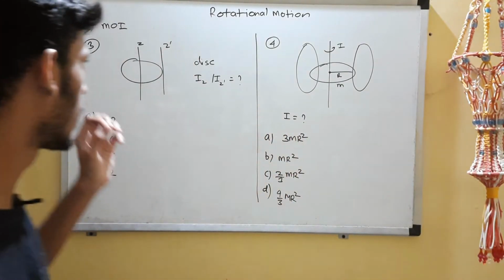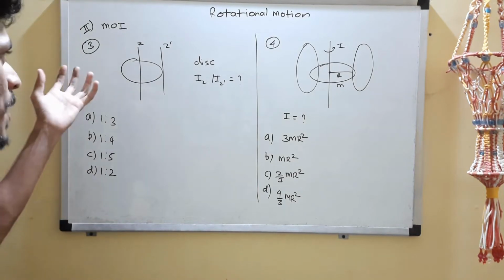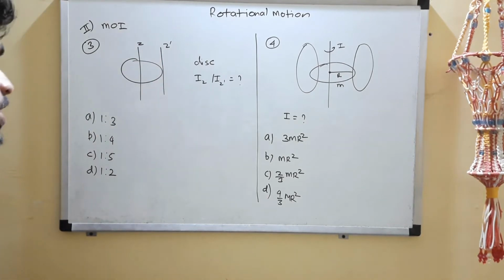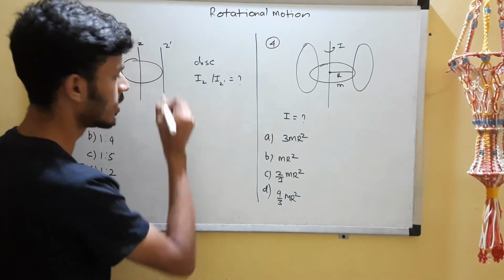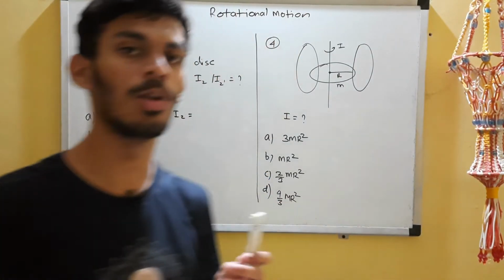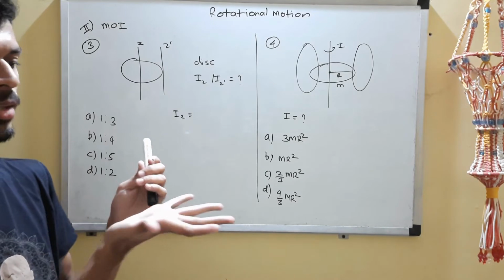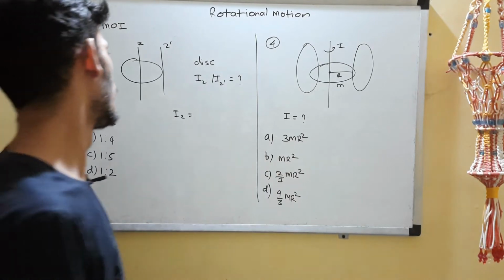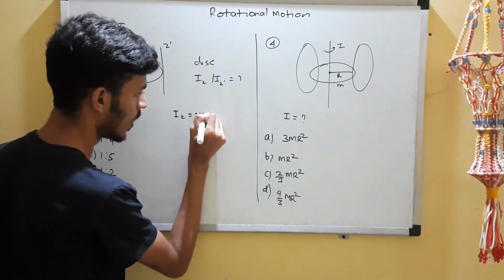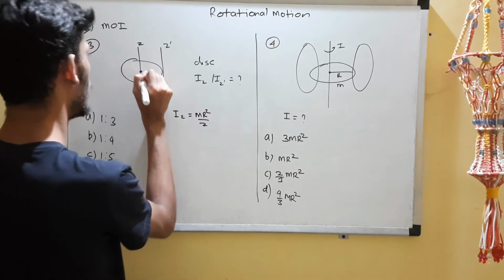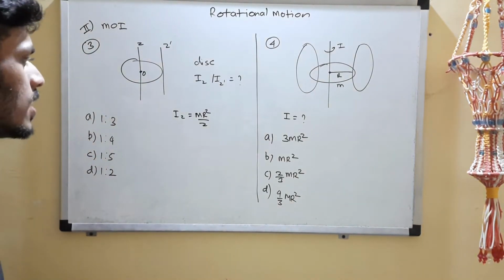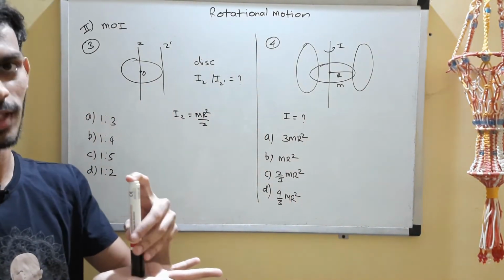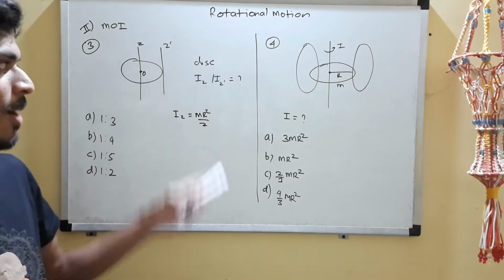In question 3, you are given a disk. You are supposed to tell what is the ratio of moment of inertia about this axis to moment of inertia about this axis. Now it's actually very simple. These two axes are perpendicular to the plane of the disk. So the disk is like this, and the axes are like this and like this. So Iz will be simply mr square by 2. It is passing through the center of mass, through the center of the disk. The moment of inertia about an axis perpendicular to the plane of the disk and passing through the center of mass is mr square by 2.